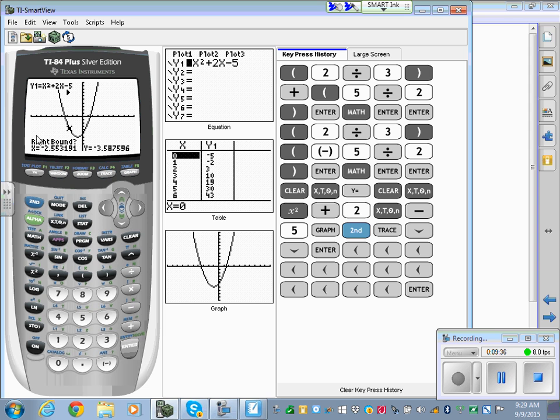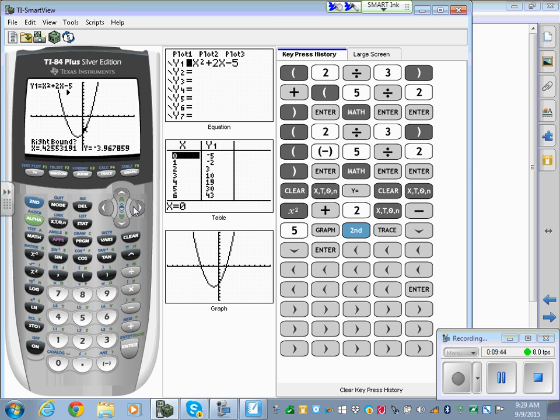Okay, now it's asking for a right bound. You have to be right of the lowest point. So I'm going to scroll right. It doesn't matter how far right you are as long as you're right of it. So I'm just going to make sure I'm right. Does everybody see how I'm right of the lowest point? I hit enter again. Now it says, do you want me to guess? Well, your calculator is going to guess correctly. So you hit enter again.